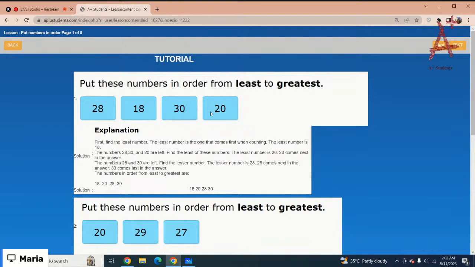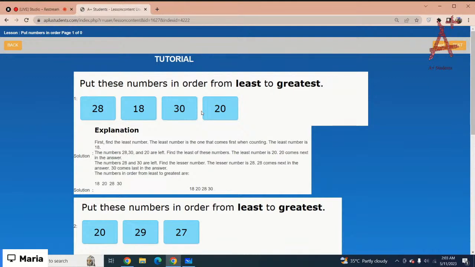The least number is 18, so you have to write down 18 first. Now you have to look at the other three numbers: 28, 30 and 20. Now you have to find again the least number out of these three. The least number is 20. So it would be 18, 20. Then you're left with 28 and 30. 28 is smaller than 30. So the order is 18, 20, 28 and 30.